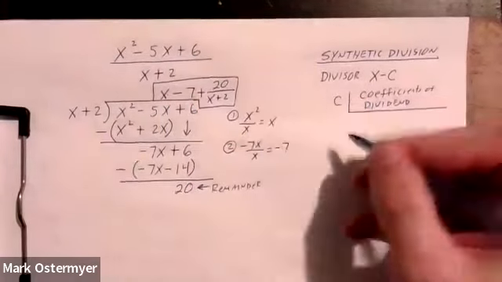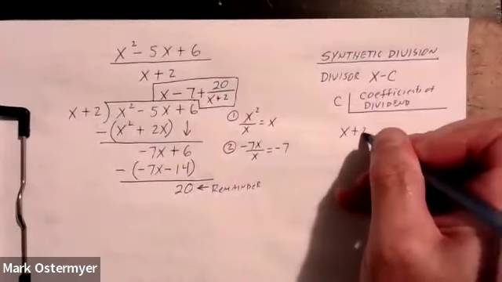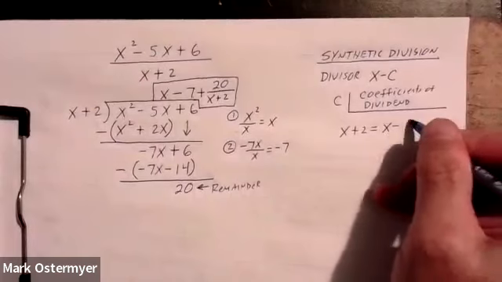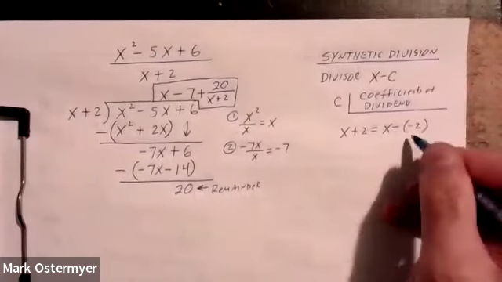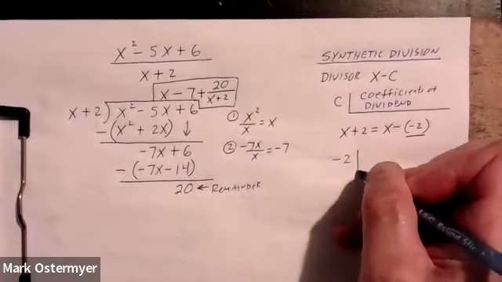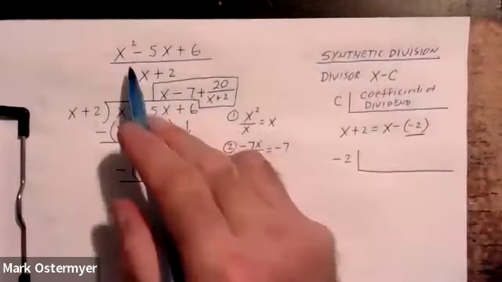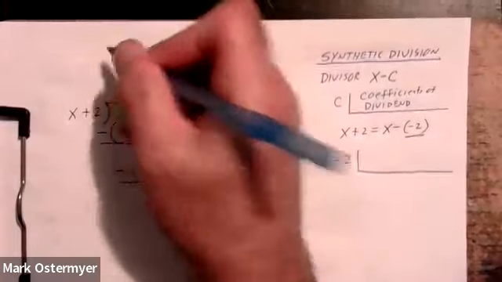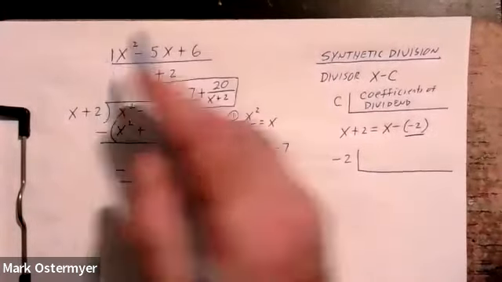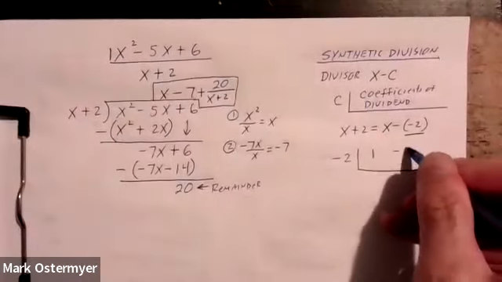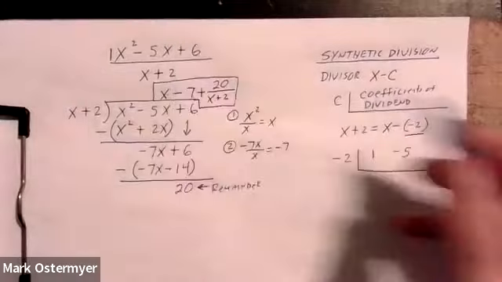Notice my binomial divisor is of the form x plus 2, which to fit it to this form is really x minus a negative 2. So I'm going to divide a negative 2 into the coefficients of my dividend. And the coefficients of my dividend are 1, negative 5, and 6.